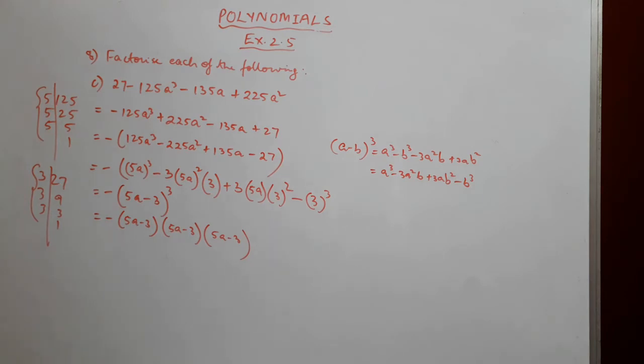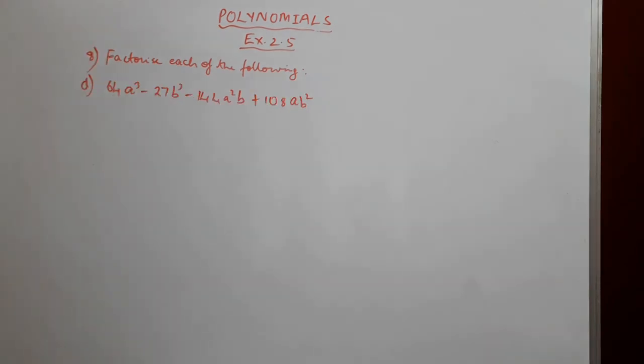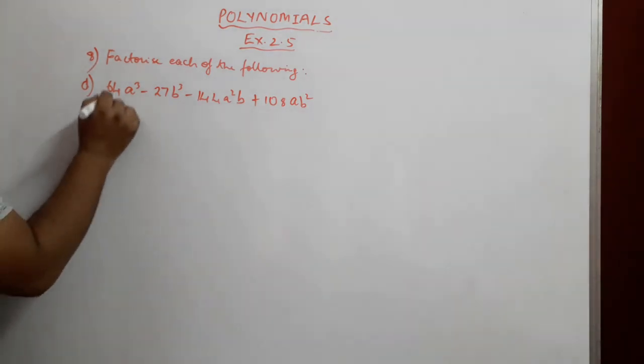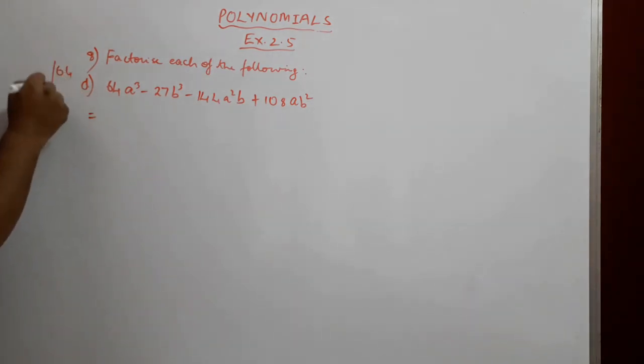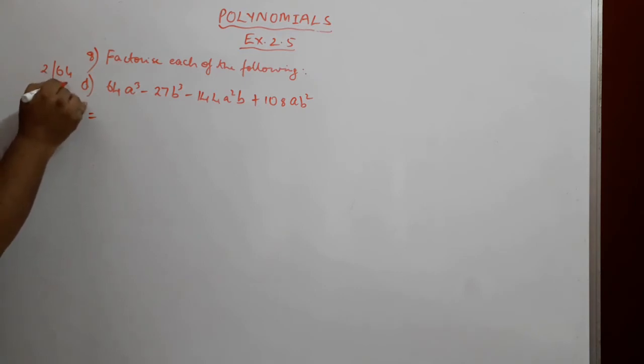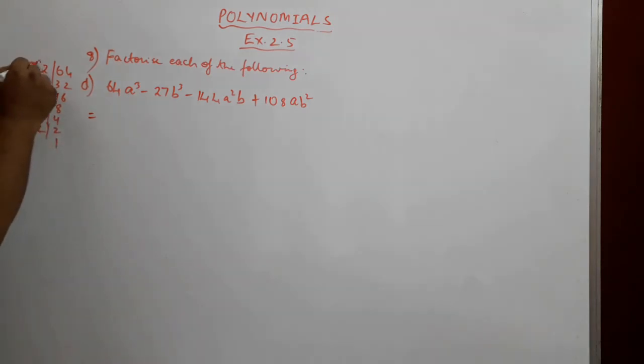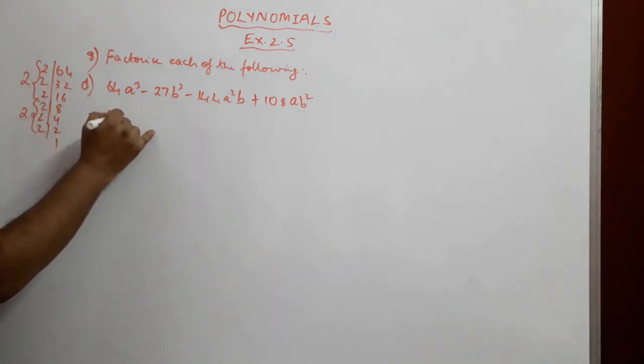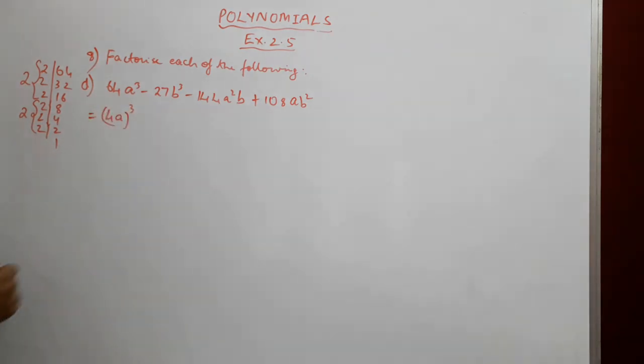Next problem. So next problem is 64a cube minus 27b cube minus 144a square b plus 108ab square. So this is in a minus b, the whole cube form. So this 64, factorize. Okay, so what do we get? 2 3s are 6, 2 2s are 4, 2 16, 2 into 8, 2 4s are 8, 2 2s are 4, 2 1s are 2. So we get 2 and 2, which is 4. So which means this can be written as 4a whole cube.